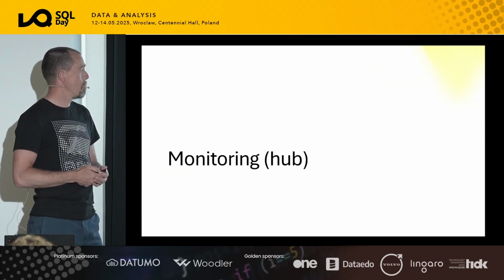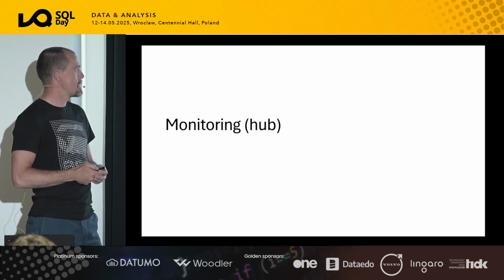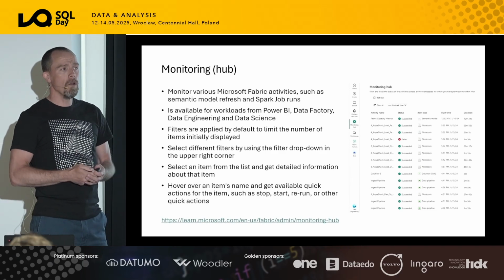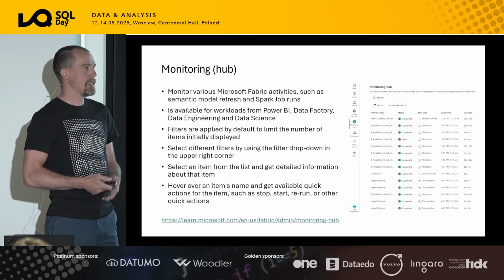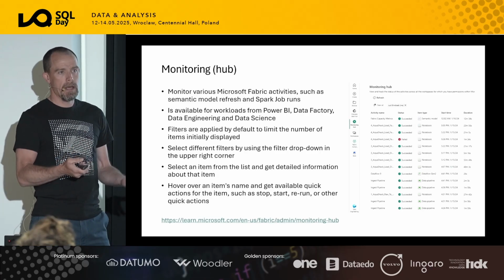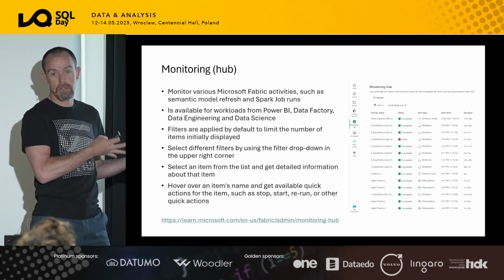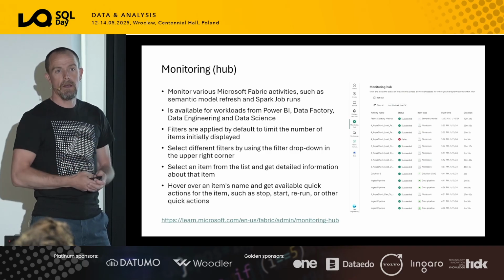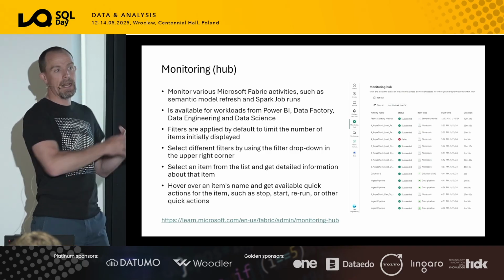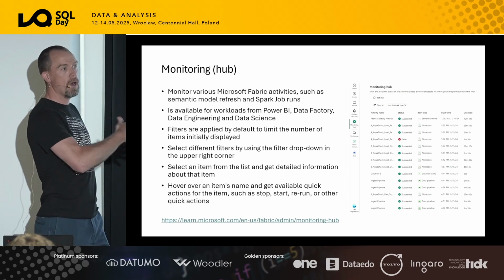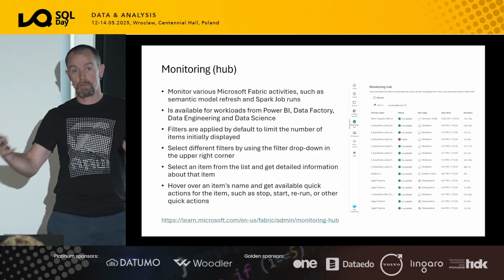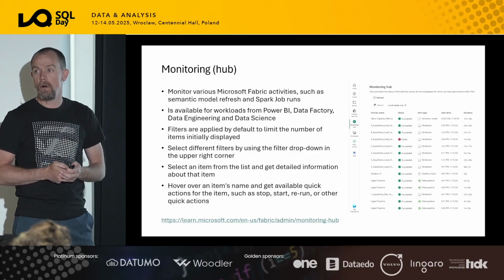So first off, the monitoring hub. This is a built-in overview of all the pipelines, semantic models, notebooks, all jobs basically that are running, and it is showing what you have permission to see. So it's showing all jobs that are running as part of the workspaces that you have. This is not an admin overview. If you are an admin and want to have the overview, you have to get permissions to all the workspaces to actually see all that is in here.